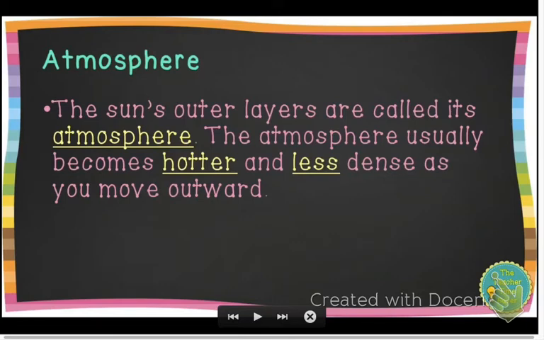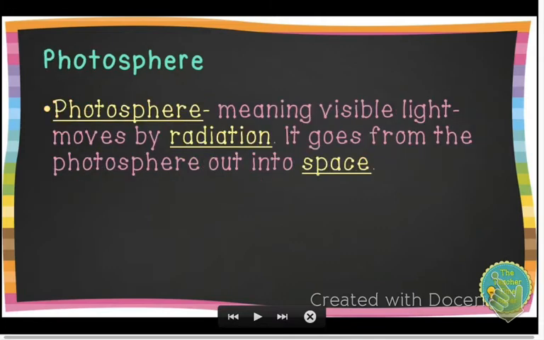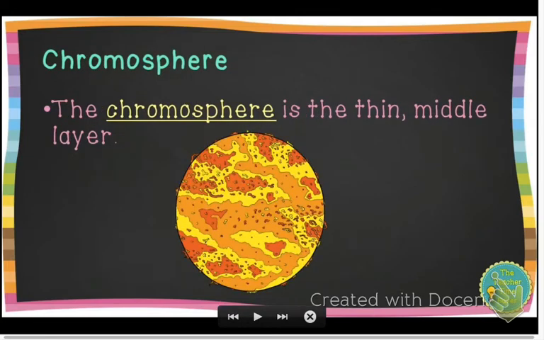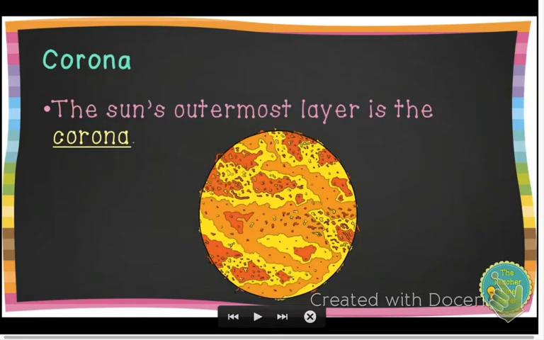The atmosphere. The sun's outer layers are called its atmosphere. The atmosphere usually becomes hotter and less dense as you move outward. The photosphere, meaning visible light, moves by radiation. It goes from the photosphere out into space. The chromosphere is a thin middle layer. The sun's outermost layer is the corona.